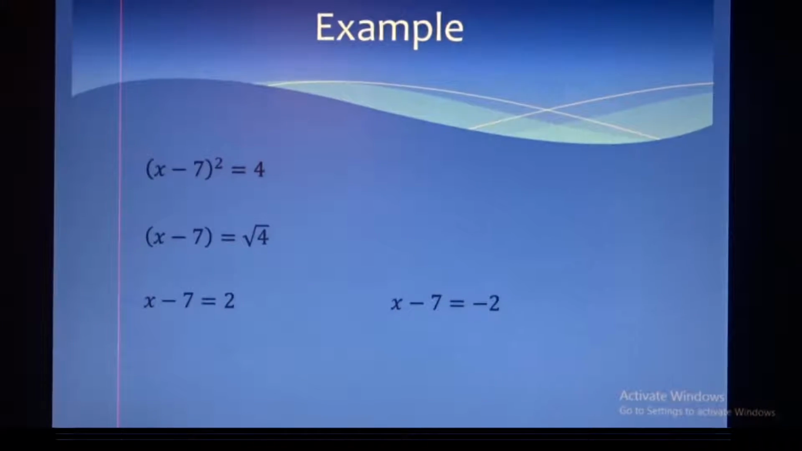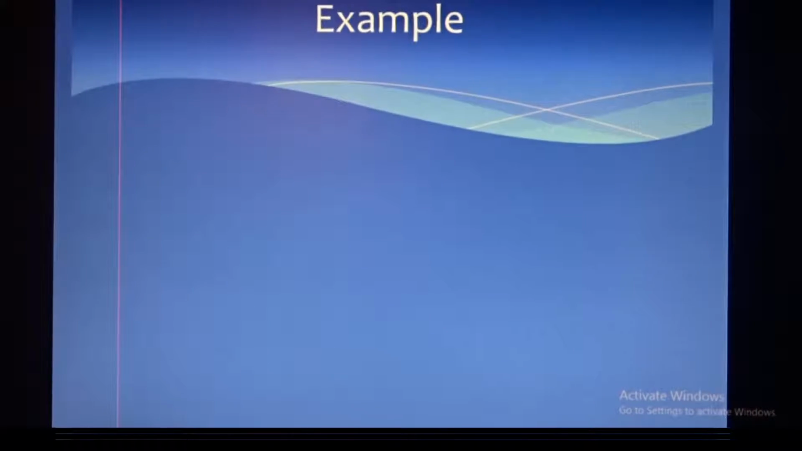So we have two equations. x minus 7 equals 2, and x minus 7 equals negative 2. We would then solve each equation the same way. We have to undo the subtraction between x and 7, so we would add 7 to both sides of the equal signs in both equations. So we're going to add 7 to both sides. That gives us x is equal to 9 on the left-hand side, and x is equal to 5 on the right-hand side. And so our two answers are 9 and 5.